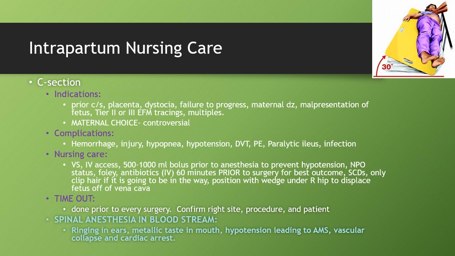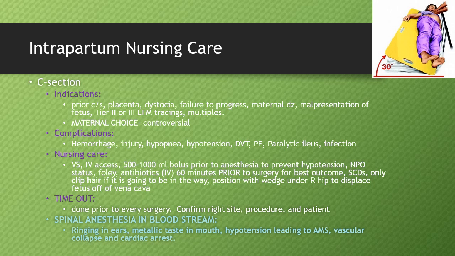So maternal choice is controversial, but there was a period of time where maternal choice was an option for choosing a C-section. It's currently frowned upon or not encouraged because we know it's so much better for the baby to be born vaginally if possible. Complications for C-sections include hemorrhage or bleeding afterwards, injury to the bowel, the bladder, the uterus, the blood vessels, whatever. Hypopnea, so hypoventilation, hypotension, deep vein thrombosis, pulmonary embolus, paralytic ileus, and infection.